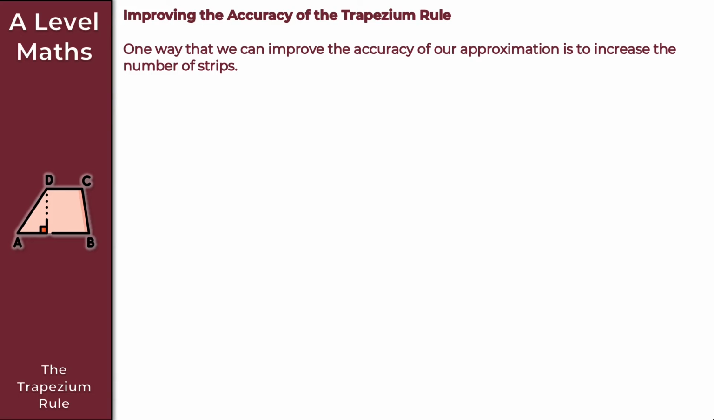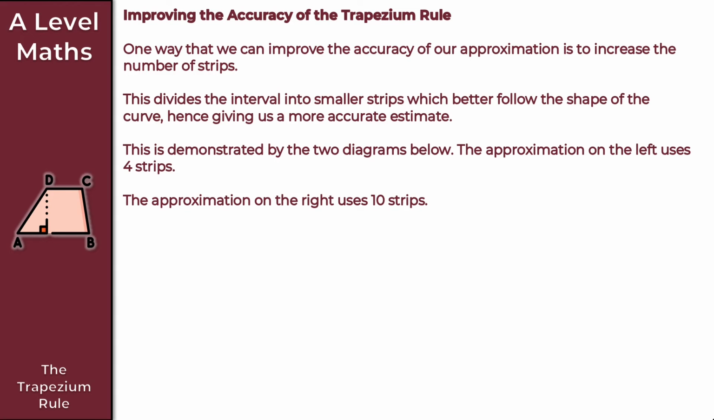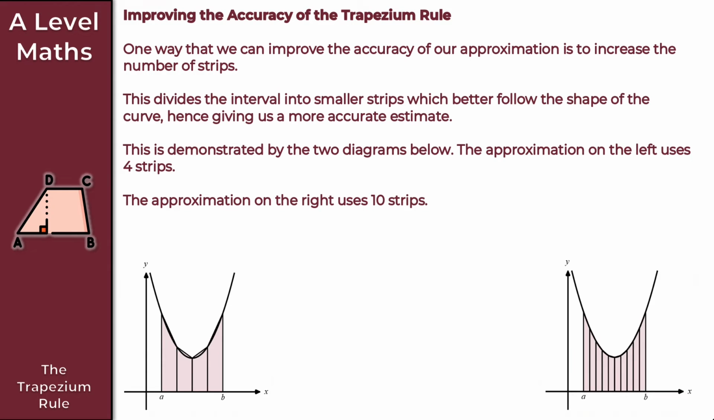So to finish, let's quickly discuss how we can improve the accuracy of the trapezium rule. One way we can improve the accuracy of our approximation is to increase the number of strips. What this does is divide the interval into smaller strips which better follow the shape of the curve, hence giving us a more accurate estimate. And this is demonstrated by the 2 diagrams below.